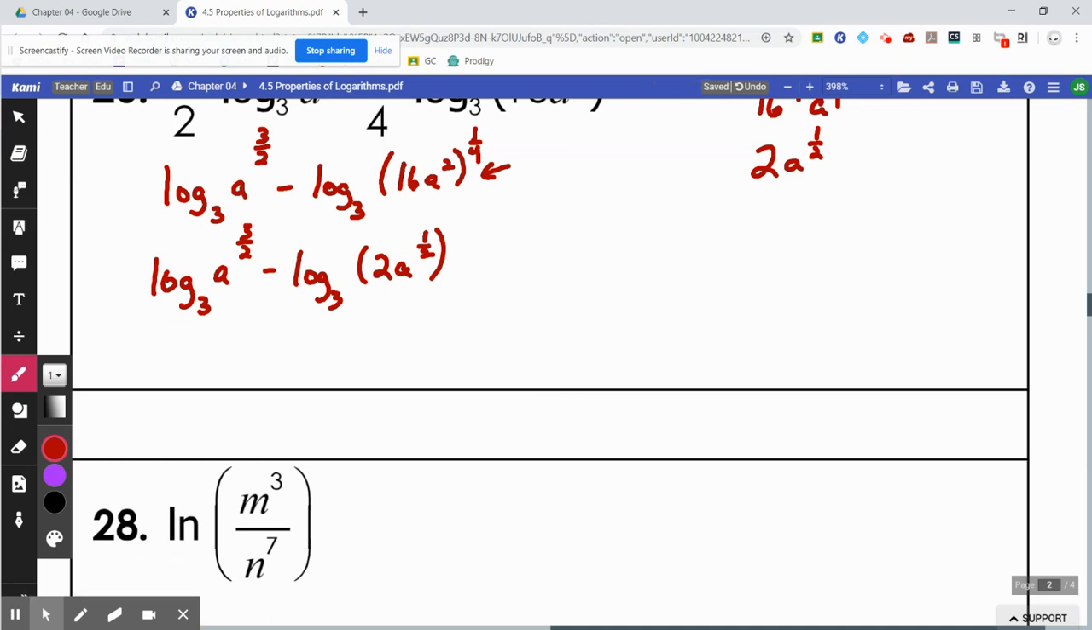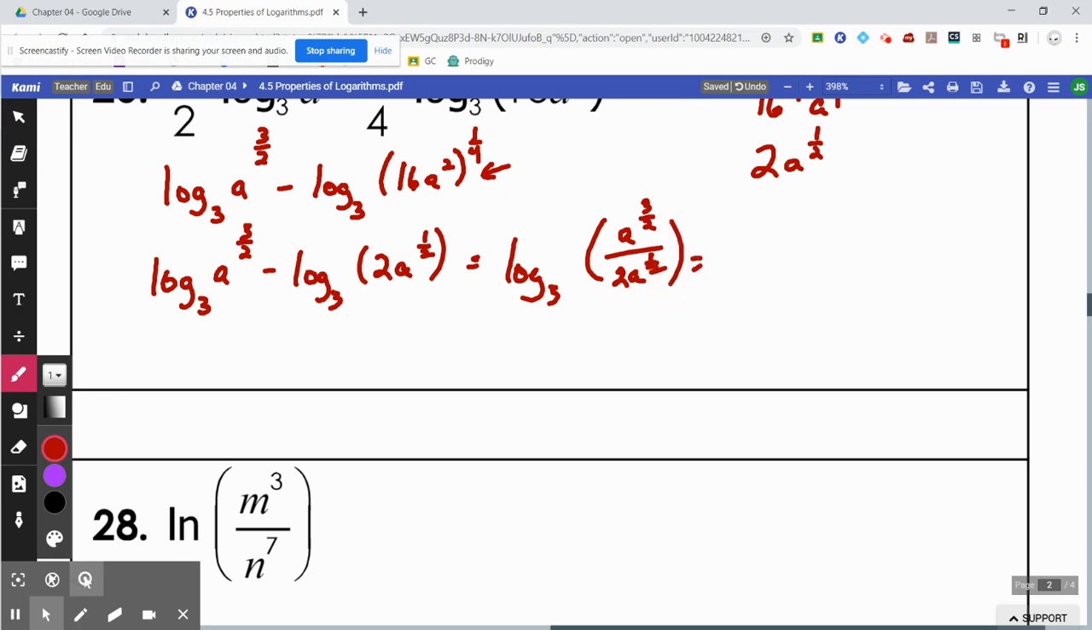Log minus a log, we're going to use our quotient rule. That's going to be log base 3 of a to the 3/2 over 2a to the 1/2. That would be log base 3. Let's clean this up. The 2 on bottom stays. A to the 3/2 on top, a to the 1/2 on bottom. Subtract those exponents. 3/2 minus 1/2 is 2/2, which is a whole. So you have a whole a on top. So log base 3 of a over 2.